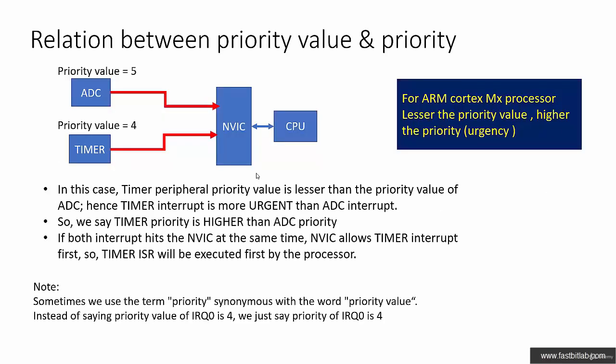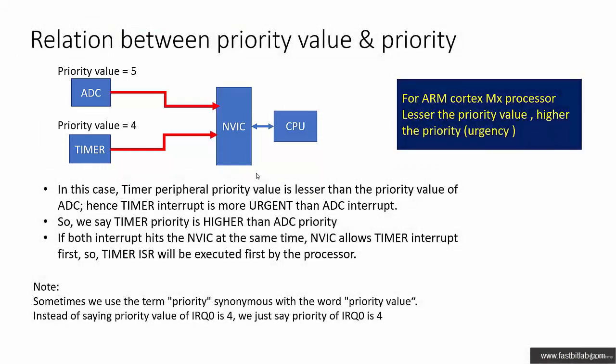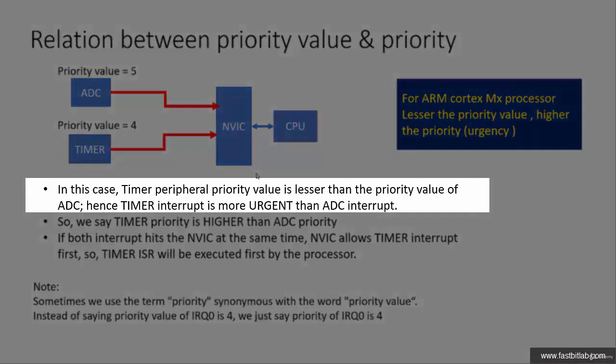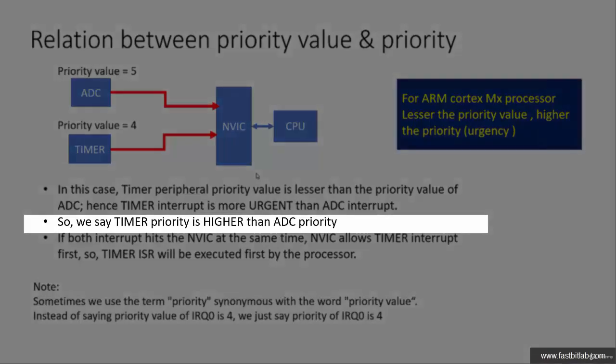Let's take an example. Let's say you have two peripherals, ADC and timer, and let's say the priority value of ADC peripheral is 5 and priority value of timer peripheral is 4. In this case, timer peripheral priority value is lesser than the priority value of ADC. Hence, timer interrupt is more urgent than ADC interrupt. What we say is timer priority is higher than ADC priority.